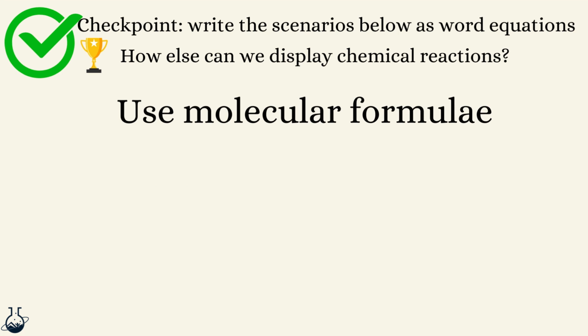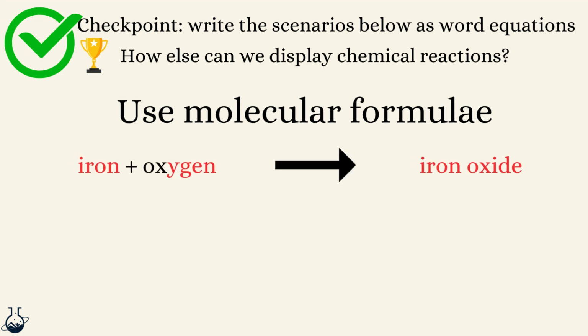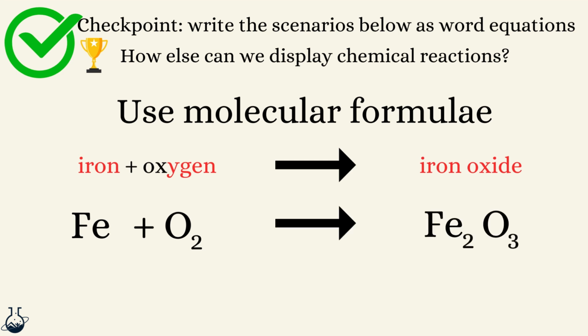If you tried the challenge, how else can we display chemical reactions? If you watched our last video on molecular formula, you may now know that we can simplify word equations into letters and numbers, formulae. Take our iron and oxygen reaction, for example. Iron's symbol is Fe. It reacts with oxygen, O2, to make iron oxide, Fe2O3. Don't worry, I didn't expect anyone to actually write the equation in this form just yet. Well done, everyone.